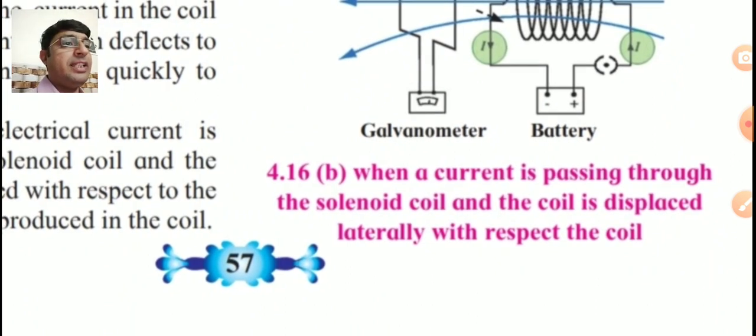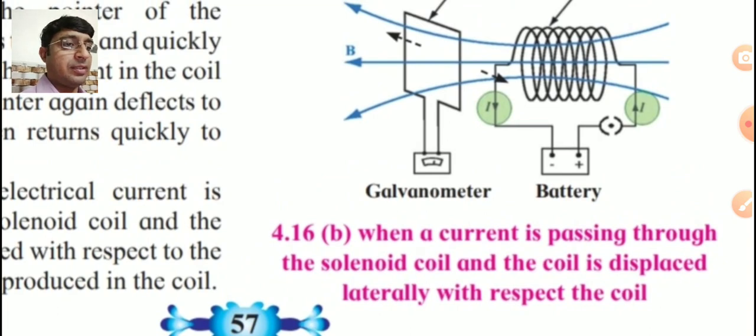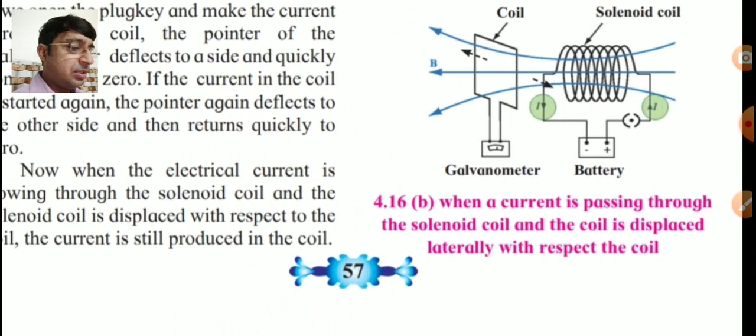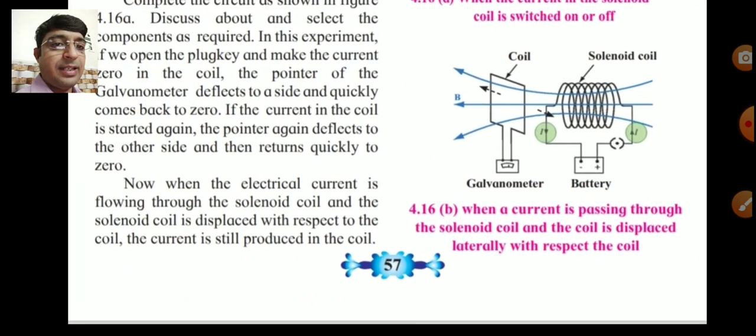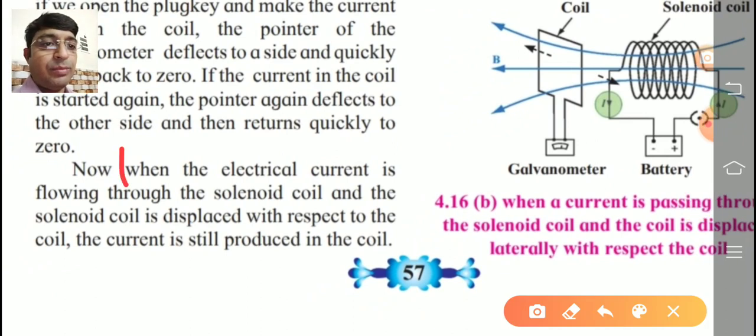When a current is passing through the solenoid coil, a coil like a spring is called a solenoid. Last time we learned that. And the coil is displaced laterally with respect to the coil. So what happened? We are checking. The answer of this question is given here. I will show your answer from here to here.